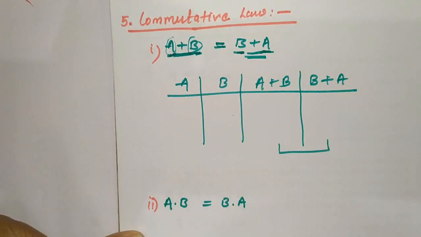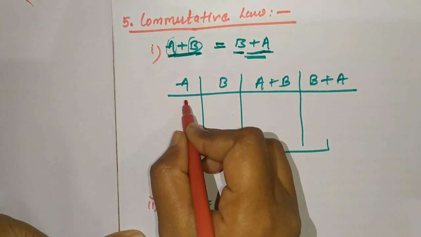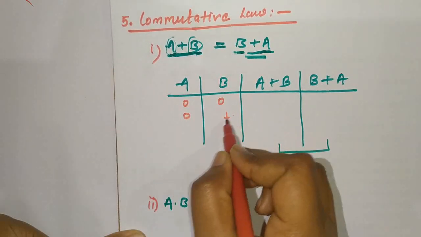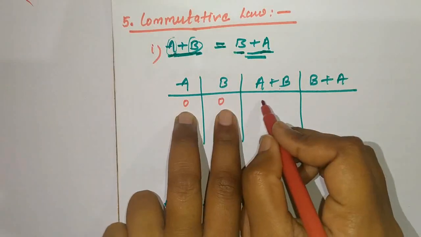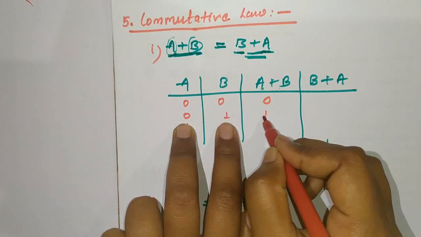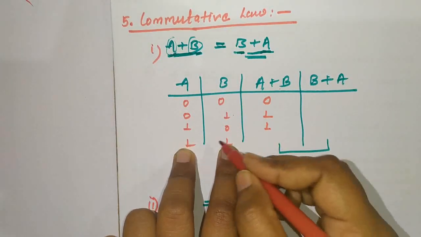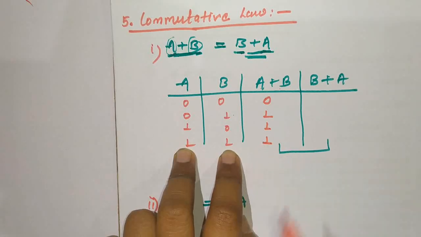So the input values are 0, 0, 0, 1, 1, 0, 1, 1. A plus B, that means 0 plus 0 is 0. 0 plus 1 is 1. 1 plus 0 is 1. 1 plus 1 is again 1.